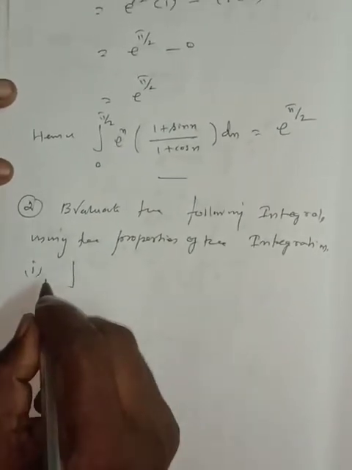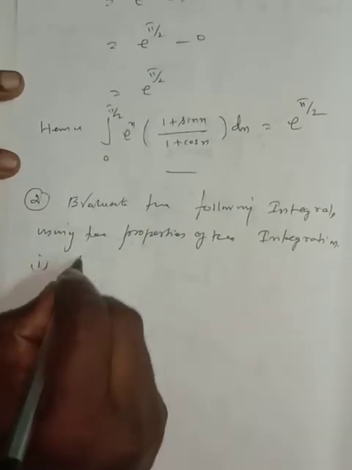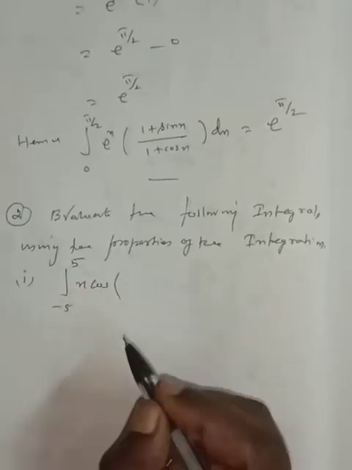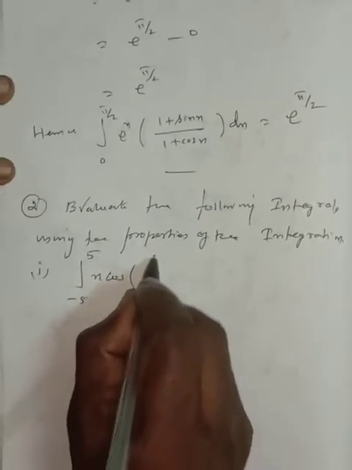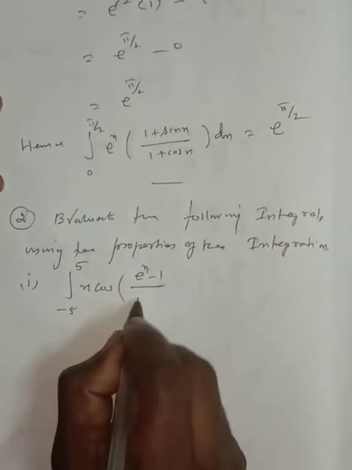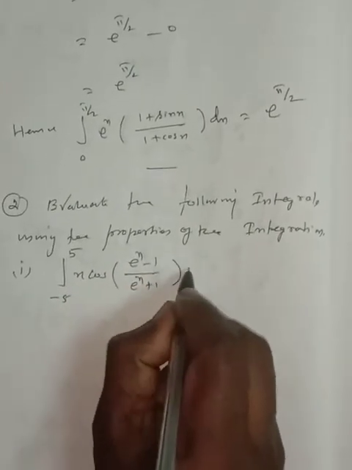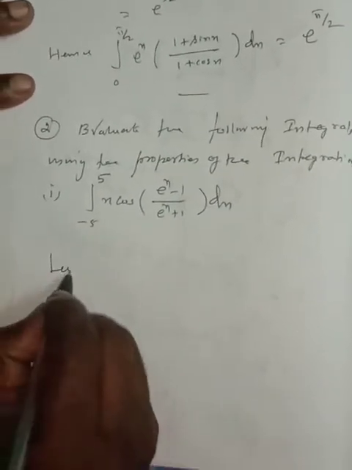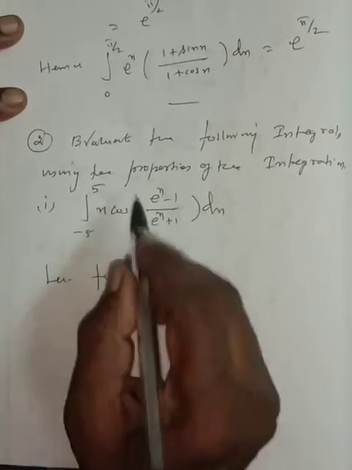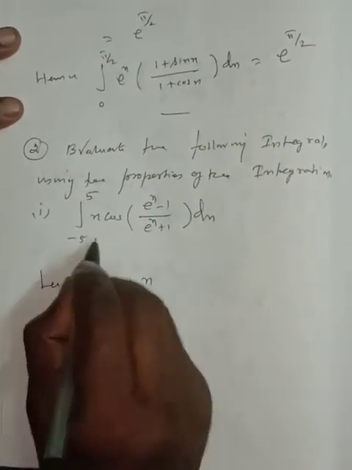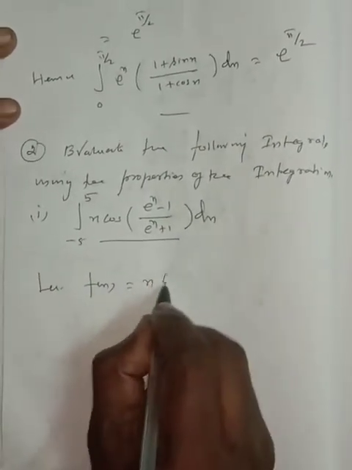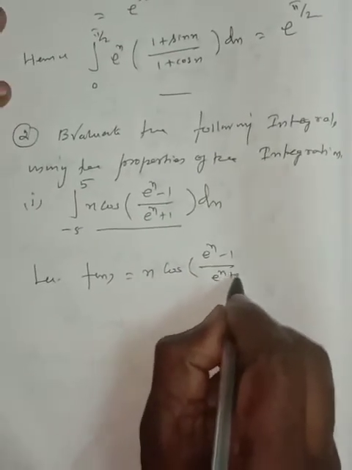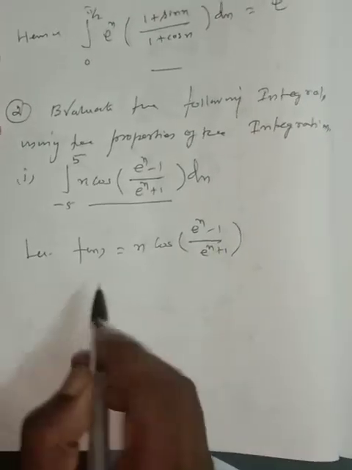integral minus pi to plus pi x cos of e to the power of x minus 1 divided by e to the power of x plus 1 into dx. Let f of x equal to x cos e to the power of x minus 1 divided by e to the power of x plus 1. This is f of x.